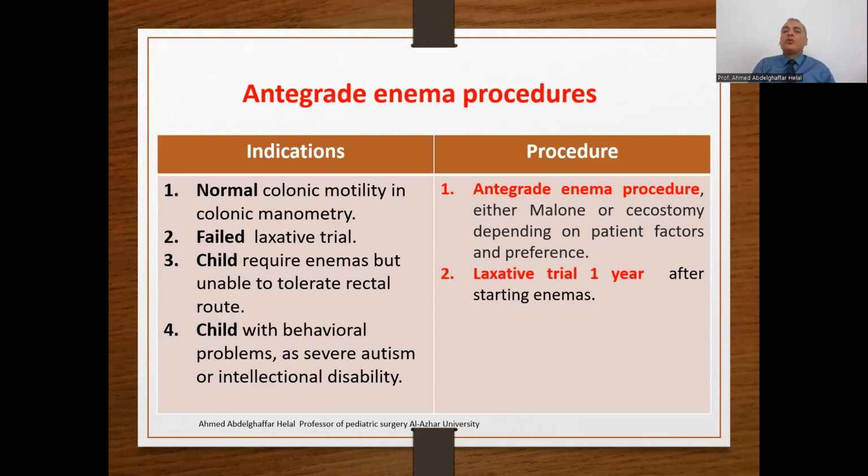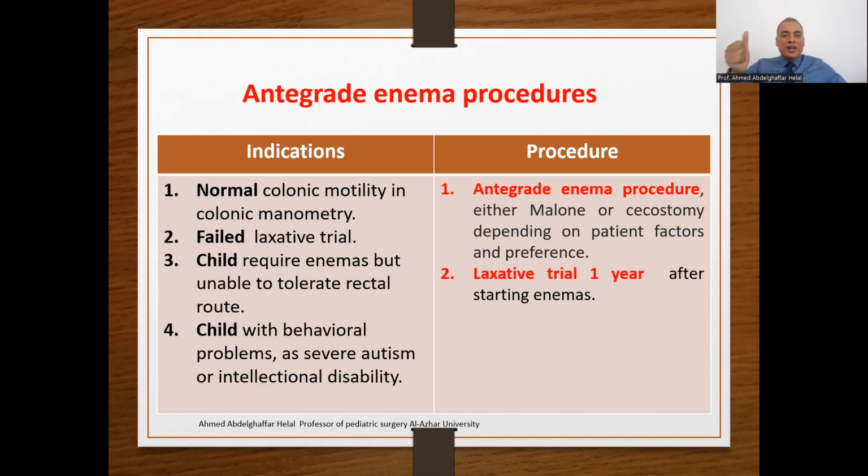We wash the colon from up down. We take the appendix as the first part of the colon and perform the flush or the wash through the appendix, whether Malone or cecostomy, depending on the patient factors and preference. Laxative trial started 1 year after enemas. So antegrade enema procedure is indicated for number 1, normal colonic motility in the colonic manometry.